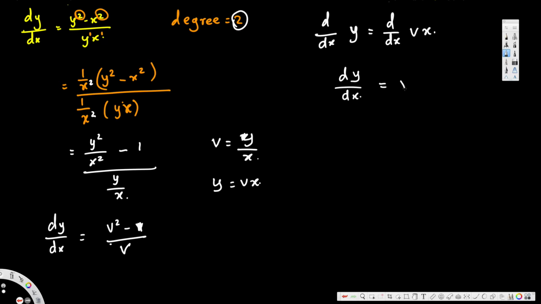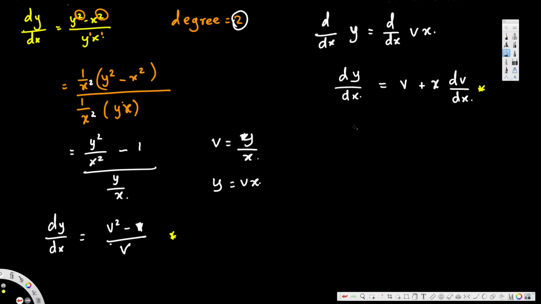First we will have this v alone, because if I take the derivative of x, that's going to be just 1, so we will have the v alone. And when we take the derivative of v with respect to x, this is going to be x dv by dx. Now here you can see we have two equations in terms of dy by dx.